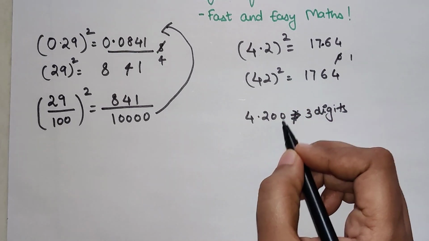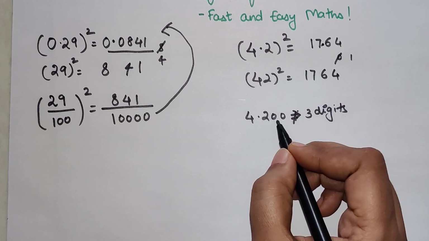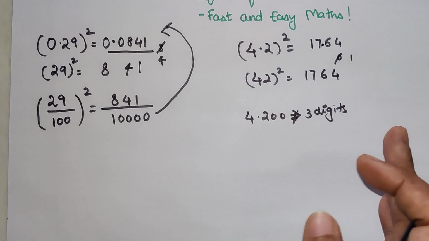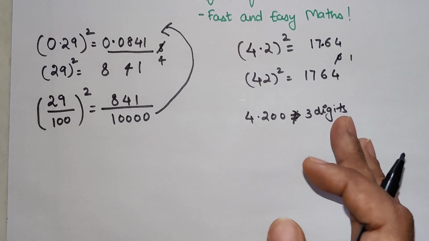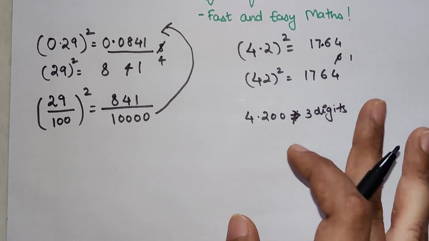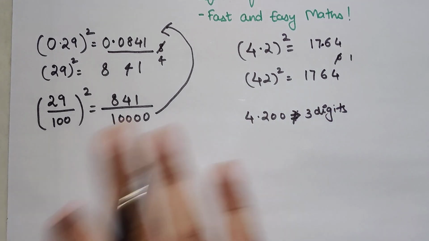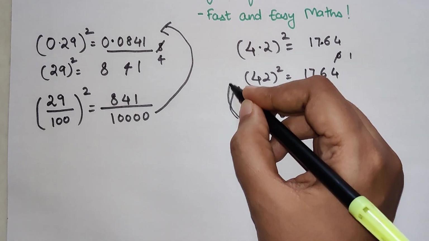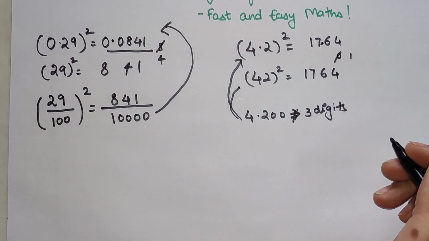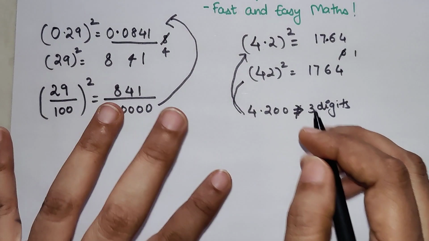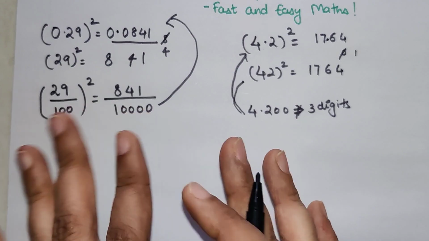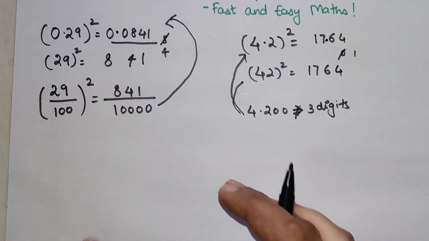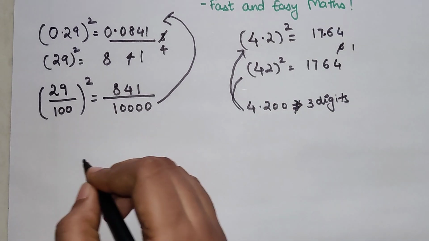Whenever you have a decimal number which is ending in 2 zeros or 3 zeros or 4 zeros, then all of those zeros are not counted. This is basically the same as 4.2. Okay, so this is one thing which I want you all to remember while using this particular trick.